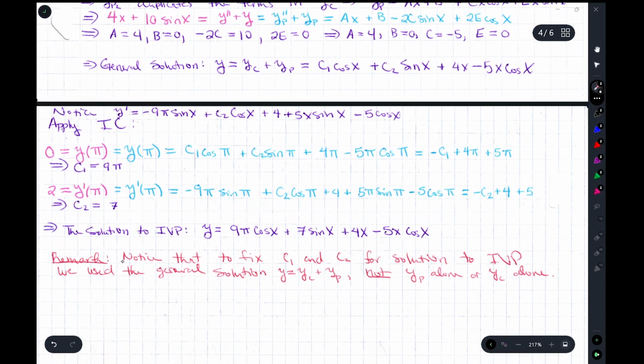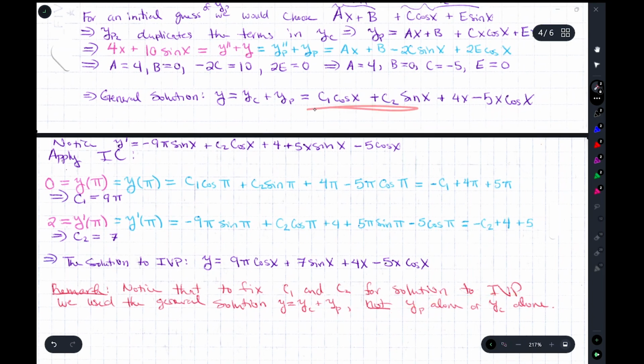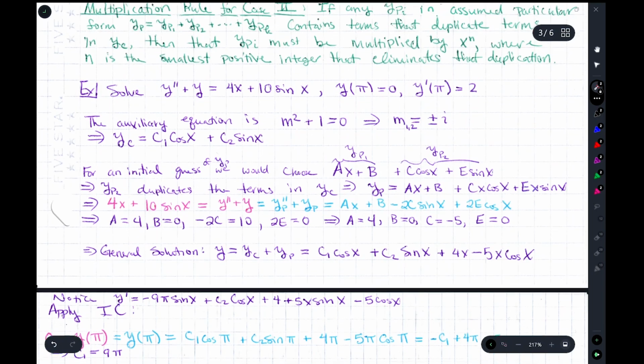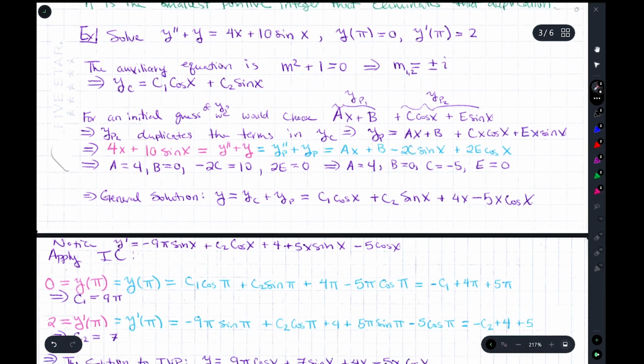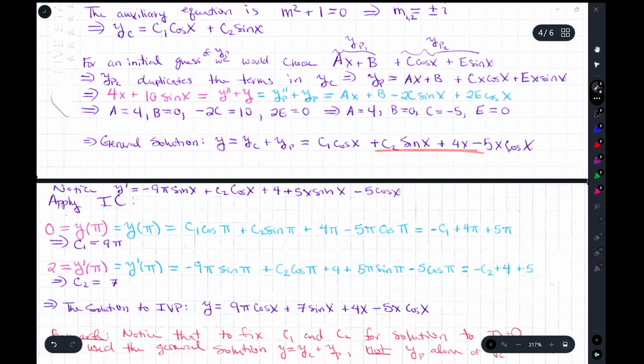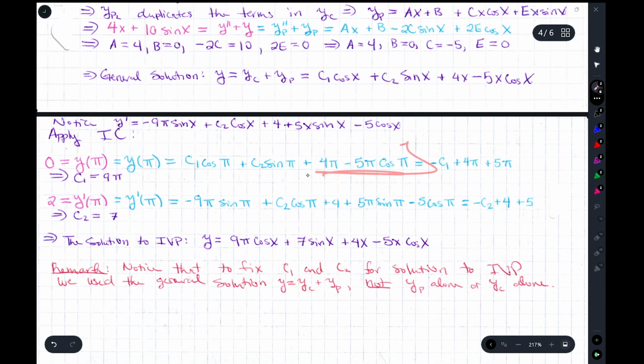And I write here, notice that to fix C1 and C2 for a solution to an IVP, we use the general solution, not yp alone or yc alone, okay? The common mistake here is to say, oh, well, I only need to fix C1 and C2, so let me apply just y complementary to the initial conditions. That would be a grave mistake. The initial conditions are for y, okay? So you're going to have to include the particular solution, as we have done here. We've included terms from the particular solution, not just the complementary.